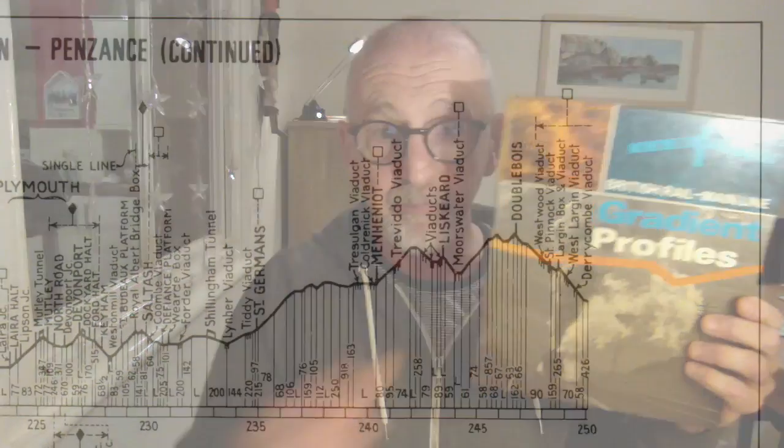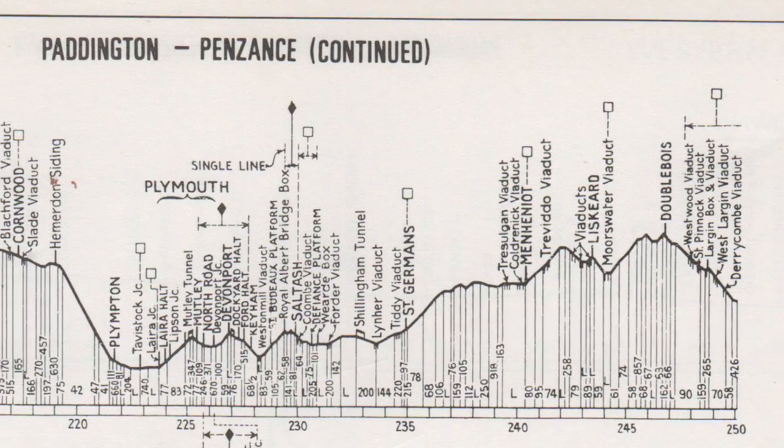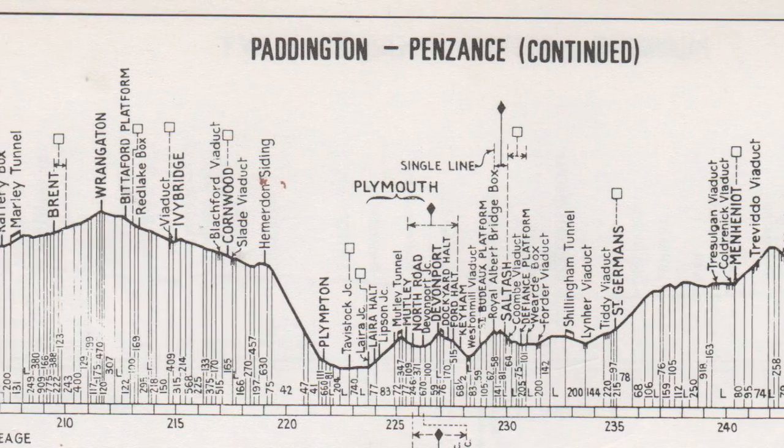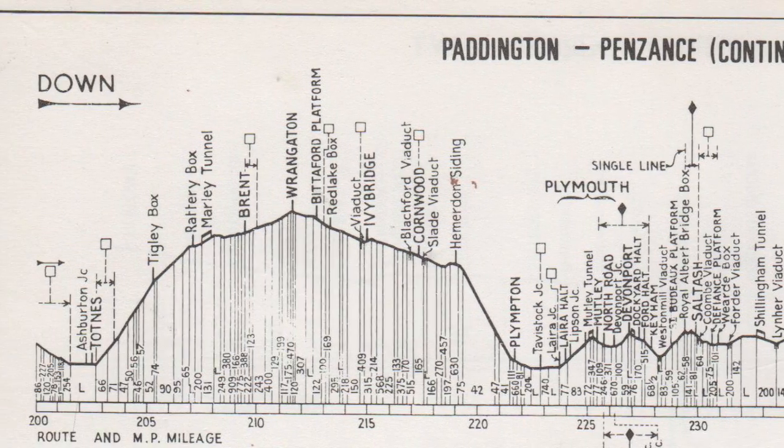But the information sources that I have, the ones I use most often, well, I've got two books and some other material that I'll talk to you about. The first book is this one. It's by Ian Allen and it's called British Main Line Gradient Profiles. Gradient Profiles presents the information in a detailed way, probably a bit too detailed, really.